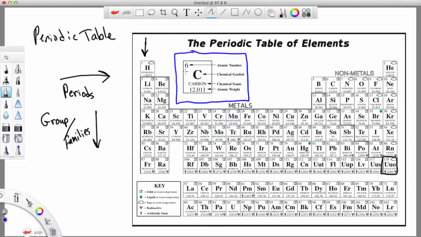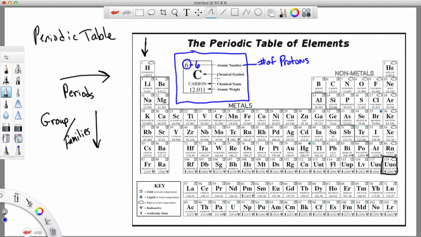In the top left-hand corner, and sometimes this occurs right here in the middle, is this number. For this one, it's number 6. That's called the atomic number, and that represents the number of protons in an element. So if you're looking here, carbon has 6 protons.